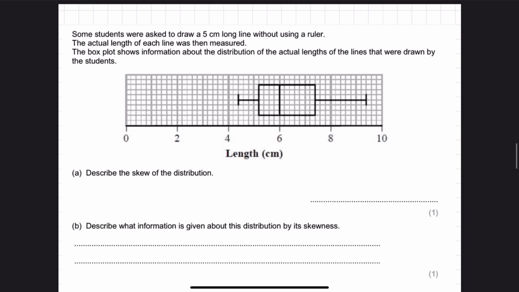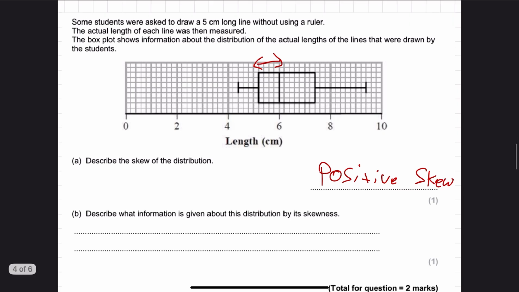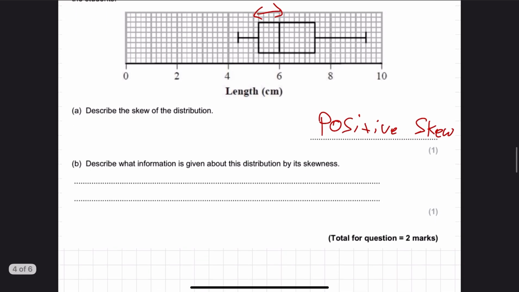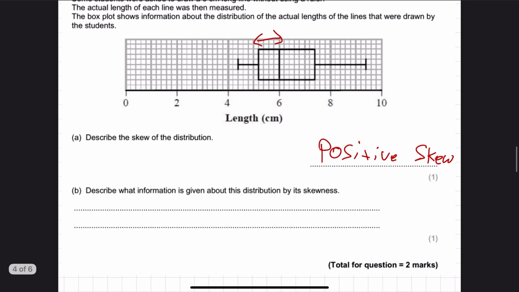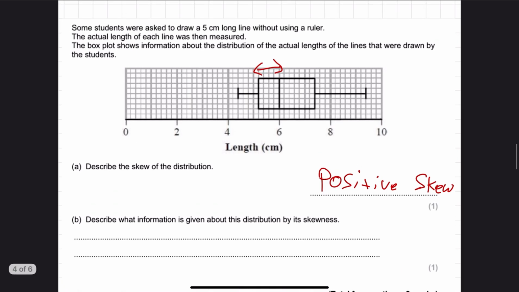Describe the skew of the distribution. It's more towards the left. Positive skew. And then it says describe what information is given about the distribution by its skewness. 1 mark. Okay, what could you say to describe the skew in a nice enough way? I would say, what is the context? Some students were asked to draw a 5 centimeter long line without using a ruler.